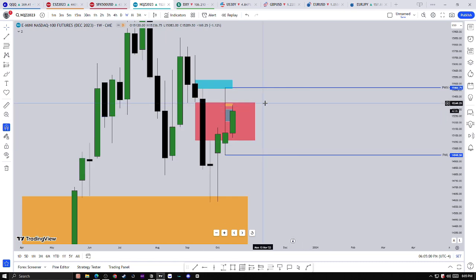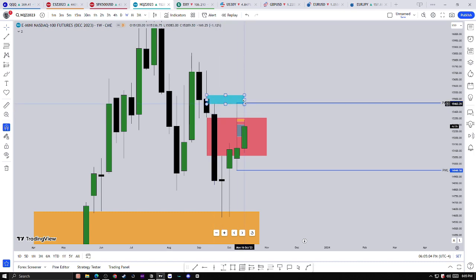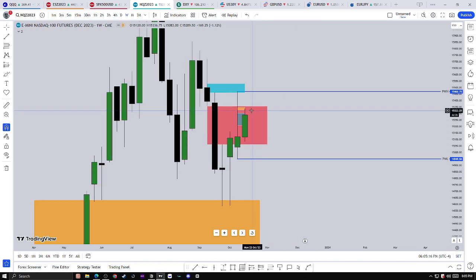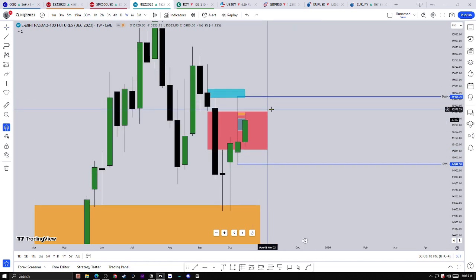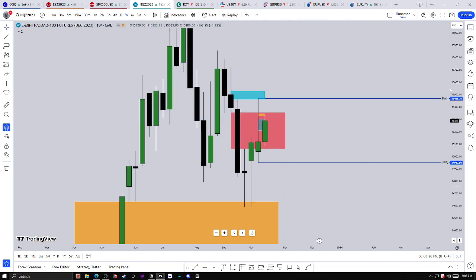NQ might actually sweep. I don't think NQ will come higher. I think all it needs is literally one little tiny day to just sweep this, come in here, grab some liquidity, and just come right back down. I don't think it needs another 2 days to grab this liquidity. I don't even know, I really don't know.